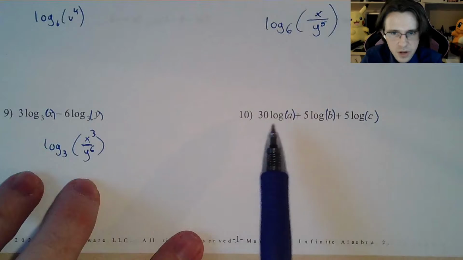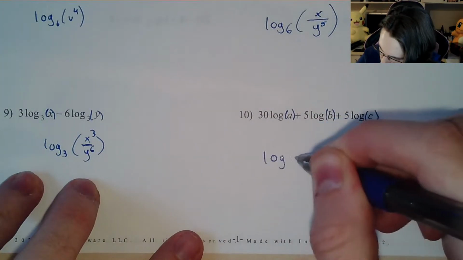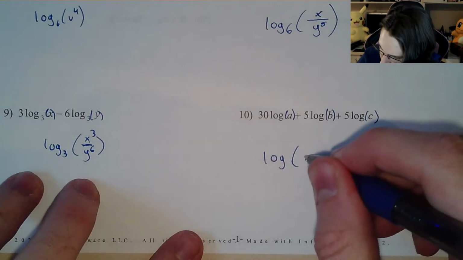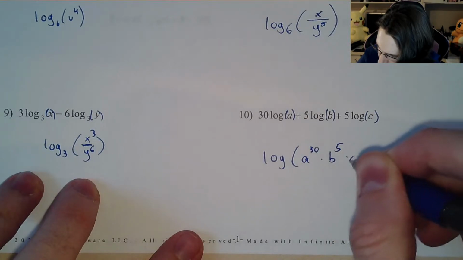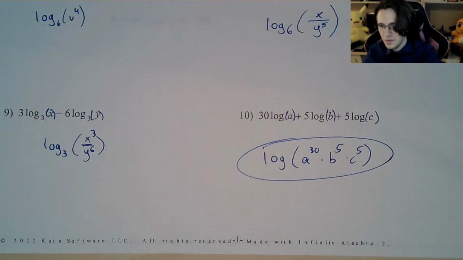So doing it here, we have 30 for the a. This is all 1, so we're combining to 1. There's no fraction here because it's all plus signs. So we have a to the power of 30 multiplied by b to the power of 5 times c to the power of 5. That's it. We're all done. Nice and quick, these ones.